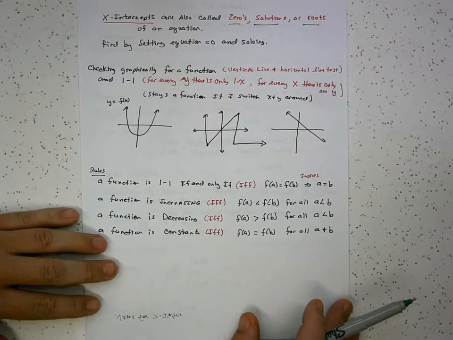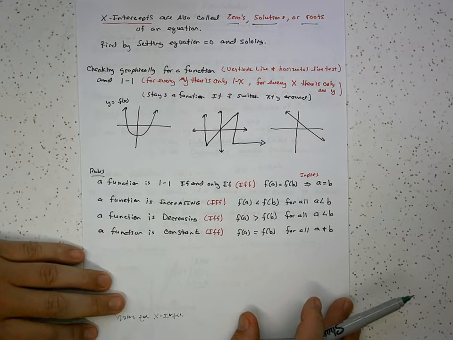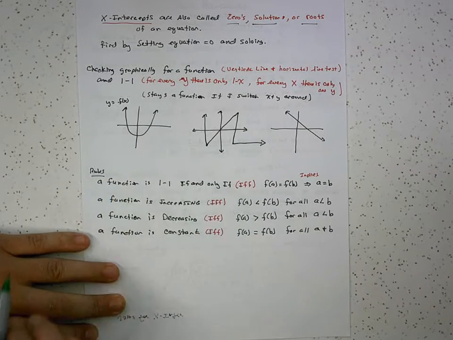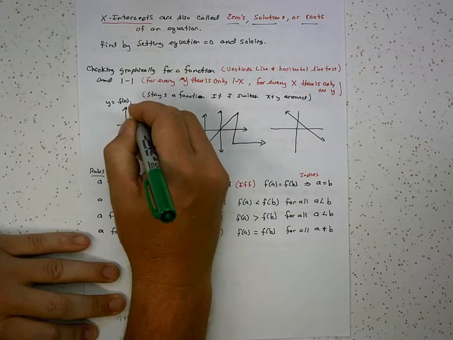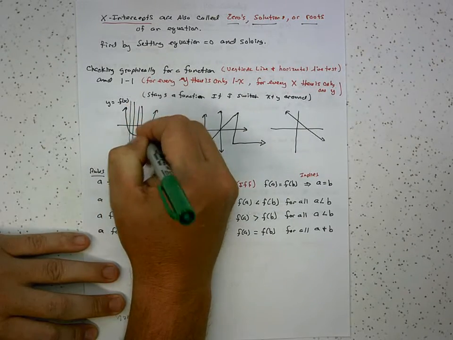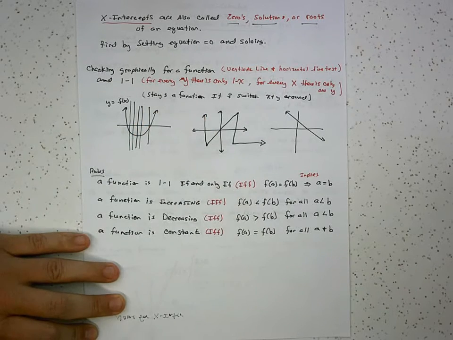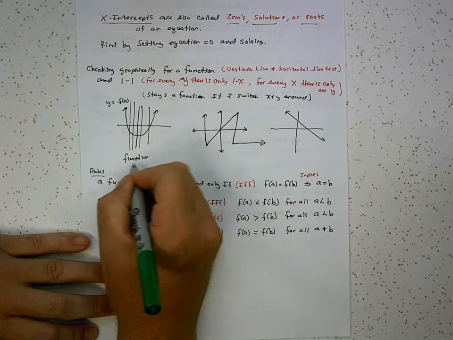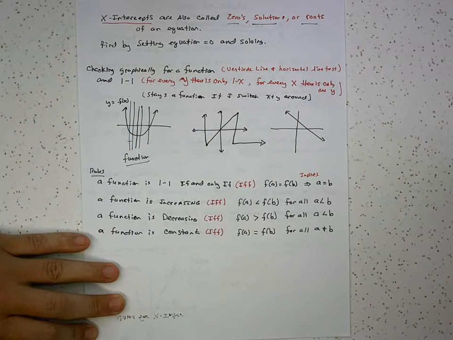Now we have a quick way to check graphically. I'm sure you all remember the vertical line test. The vertical line test just says if I have a graph, and if I can draw an infinite number of vertical lines through it, and never hit the graph at more than 1 point for each line, then that is a function. So our parabola here is a function. Okay, so we don't have to worry about too many y values for 1 x.